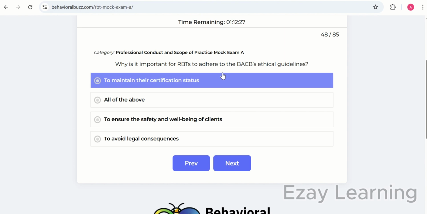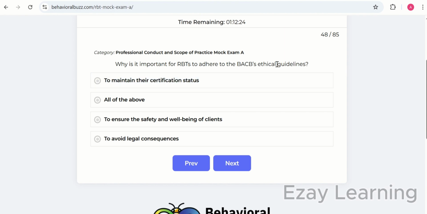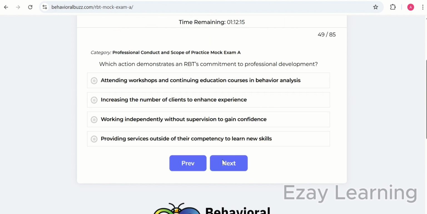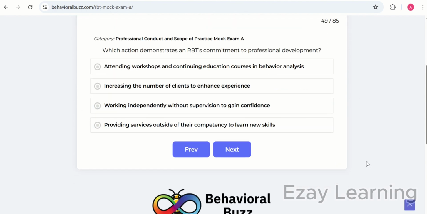Why is it important for RBTs to adhere to the BACB's ethical guidelines? To maintain certification, to ensure safety, to avoid legal consequences, all of the above. Which action demonstrates an RBT's commitment to professional development? So basically, it's about career development. Among the following actions, attending workshops and continuing education courses in behavior analysis would be the most relatable action.